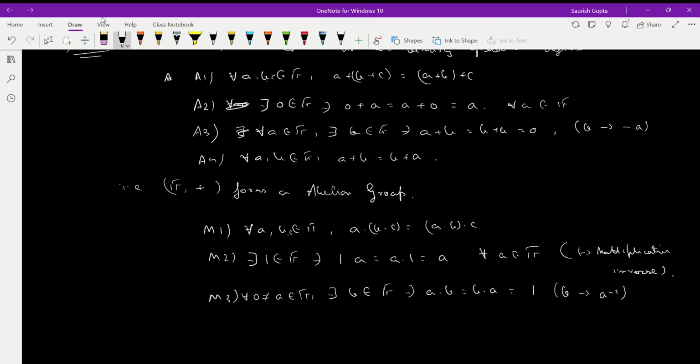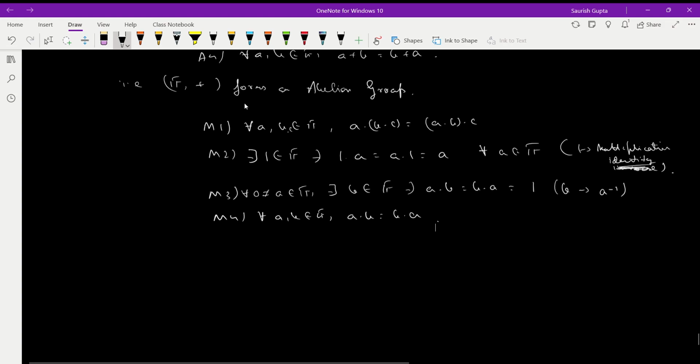B is denoted here as A to the power minus 1, which is our simple notation of inverse of an element, 1 by A. Okay. And it's called the multiplicative inverse. Okay, sorry, this is the multiplicative identity. Very sorry. And here you have the multiplicative inverse. And the fourth axiom is again that for all A, B in F, A dot B is equal to B dot A. Right?